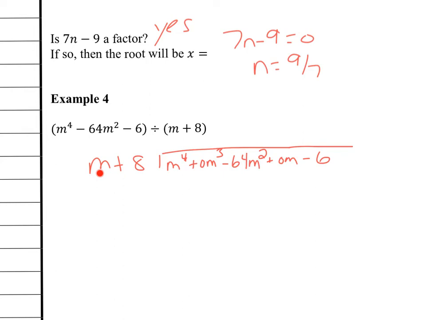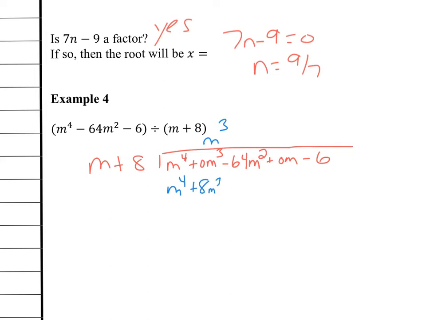I need to multiply to make an m to the fourth. So I'm going to multiply this m right here by m to the third, and that will give me my m to the fourth. So we have m to the third, and that is going to give us our m to the fourth, and it's going to give us a plus 8m to the third.